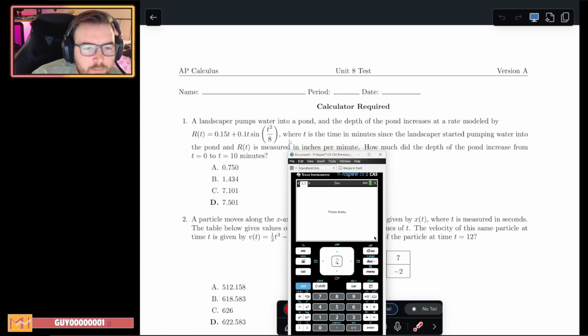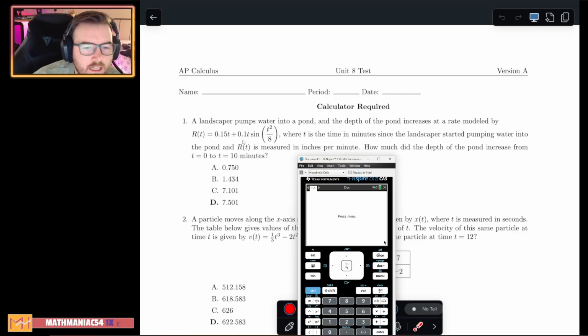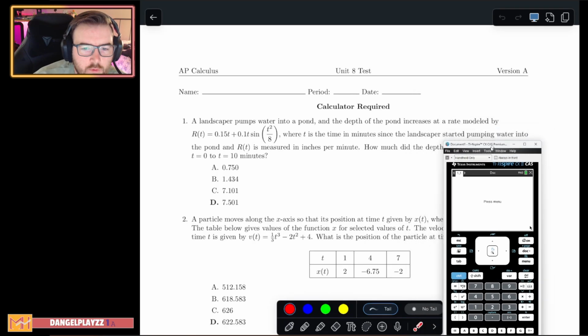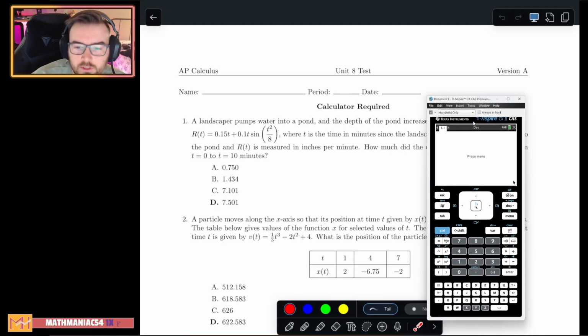A landscaper pumps water into a pond, and the depth of the pond increases at a rate modeled by r of t, where t is the time in minutes since the landscaper started pumping water into the pond, and r of t is measured in inches per minute. How much did the depth of the pond increase from 0 to 10? So this is a rate, and if we integrate this rate, we will find the change. So this is the rate at which the depth is changing. So if we integrate this rate, we'll find the amount of change.